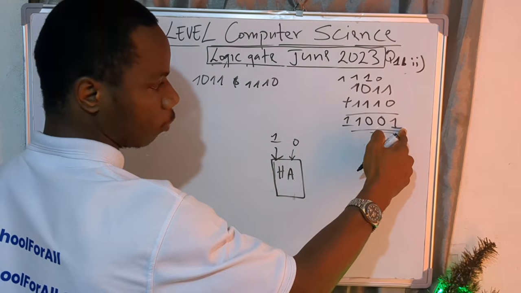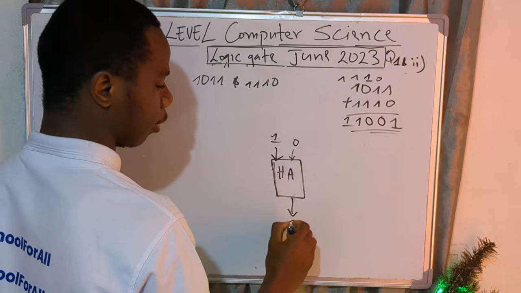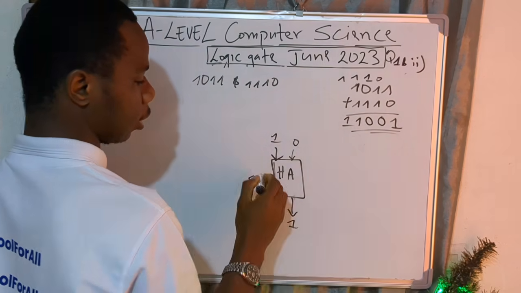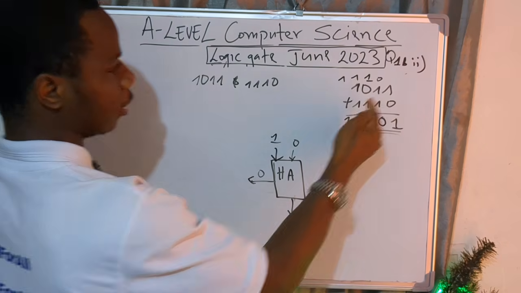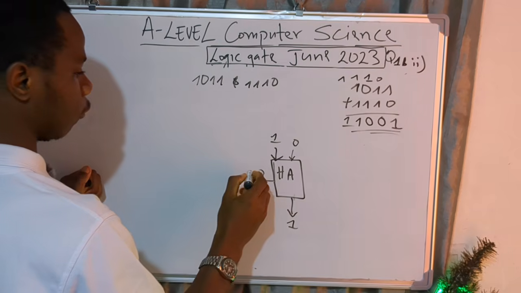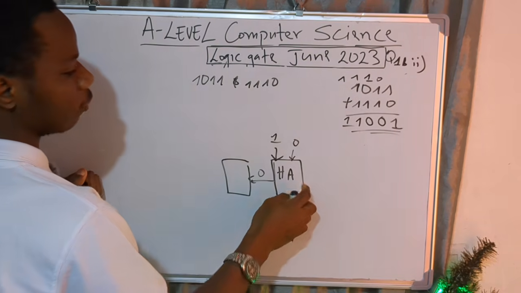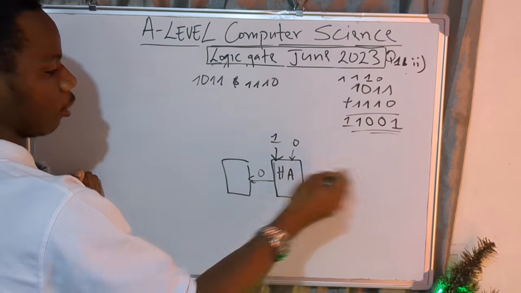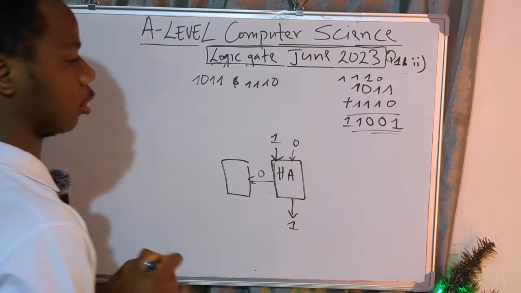What is the output? The output is 1, right? You write your output down here, 1. Good. And what's the carry? The carry is 0. Now you are seeing that the next operation uses a carry. So this is what a full adder is. Just put in mind that generally it's only the first component that is a half adder and the rest are full adders. Take note of things like that.